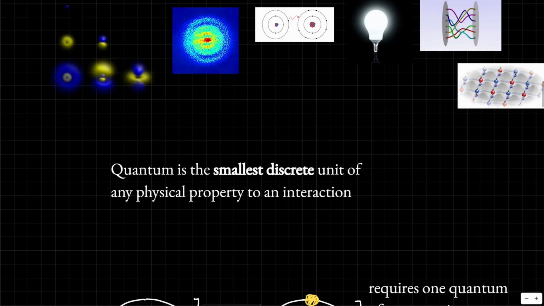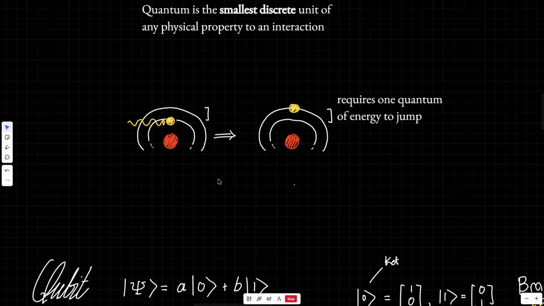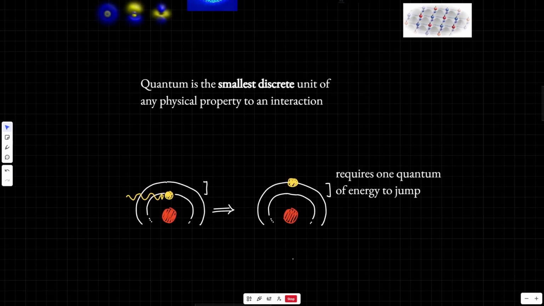Now, what does it mean in terms of examples? Let's say we have an electron right here. The electron wants to jump to the next level, but it cannot because it doesn't have the small required amount of energy to do so. In order to jump, it needs to be hit with an electron that has one quanta of that energy. And here we can see in this diagram, by being hit with this one quanta, it was able to do an interaction to jump. That is what it means to be quantum.